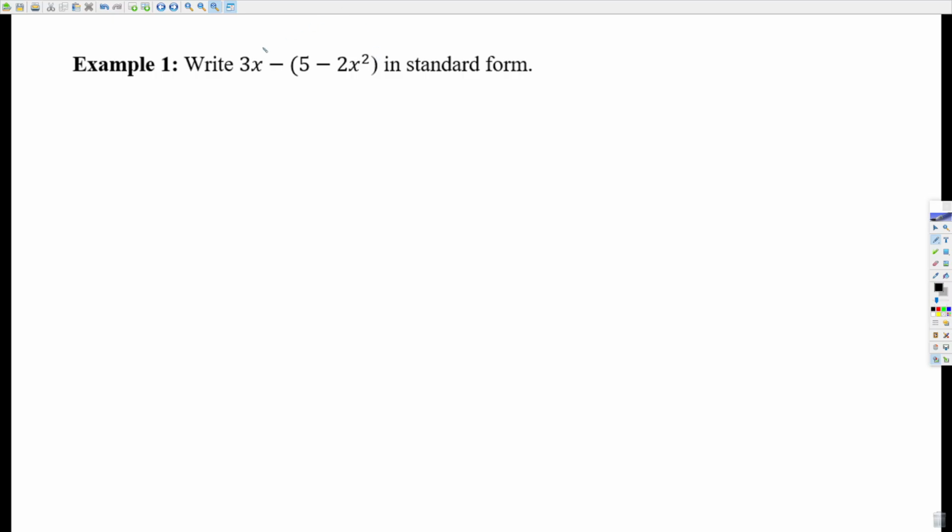So our first example, we're just going to simplify this a little bit, and then we'll rewrite it in standard form. So we have a negative sign outside of a parentheses, so we'll distribute that as a negative 1. So it'll be 3x minus 5, negative negative, positive 2x squared. And then we're just going to rewrite this in standard form. So we're going to put the 2x squared first, and then the 3x has to come next. It's positive, so put plus 3x minus 5. And so that is now in standard form.